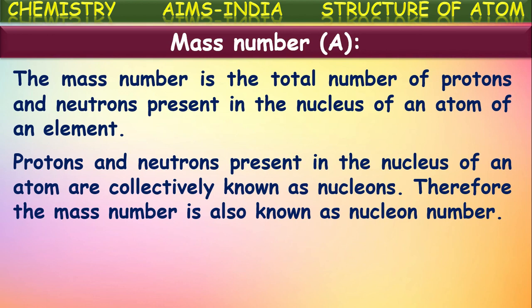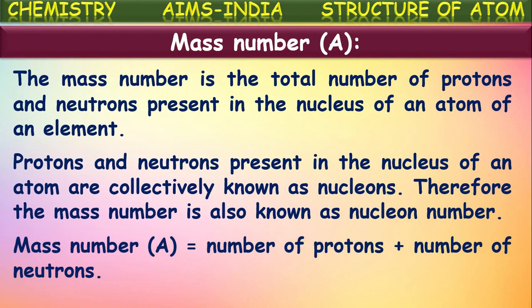Protons and neutrons present in the nucleus of an atom are collectively known as nucleons. So we call these two together nucleons also, isn't it? Therefore, the mass number is also known as the nucleon number. Nucleons are nothing but protons plus neutrons. So the sum of protons and neutrons is equal to the nucleon number, which is also called the mass number.